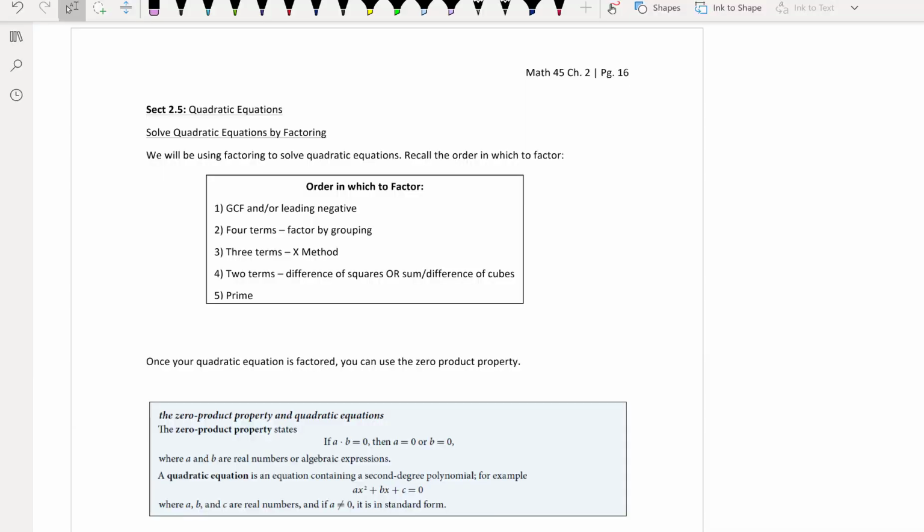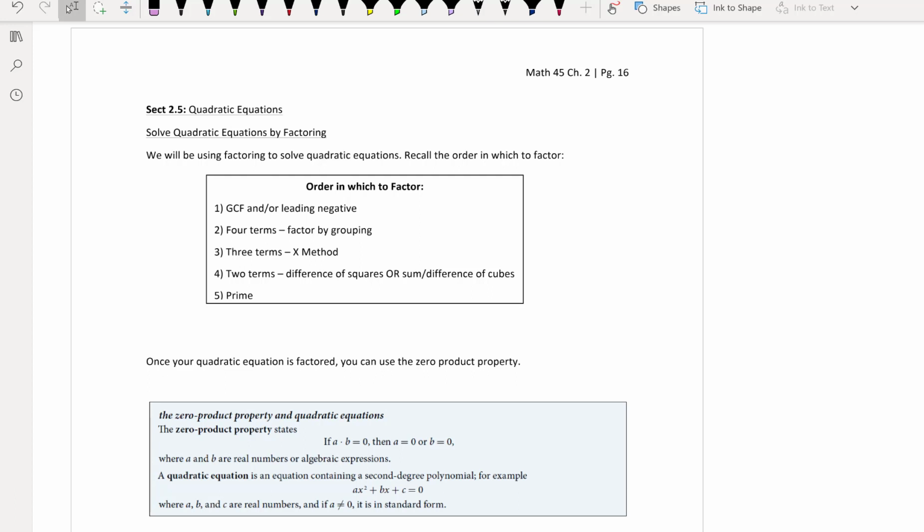Hello Math 45 students. Let's continue with Chapter 2, page 16, section 2.5 Quadratic Equations. So solving quadratic equations, we can do that several ways. One of my favorite ways is by factoring. Hopefully you guys remember how to factor.